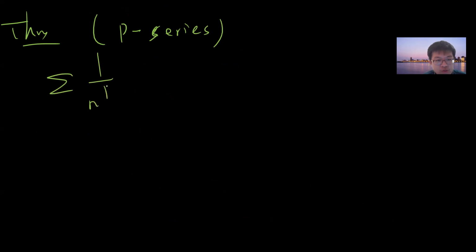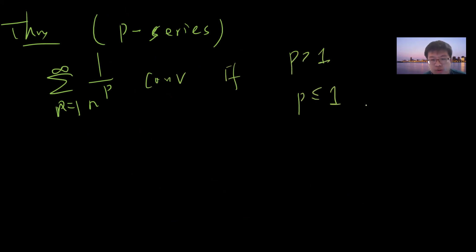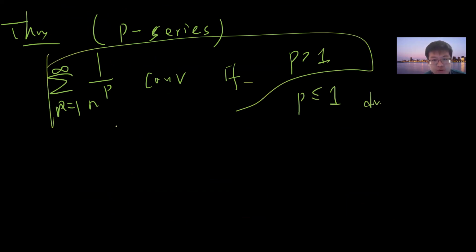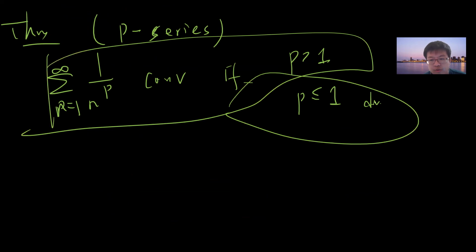Okay, so the theorem is called the p series theorem. This is very important. The sum of 1 over n to the p, from n equals 1 to infinity, converges if p is greater than 1, and diverges if p is less than or equal to 1.